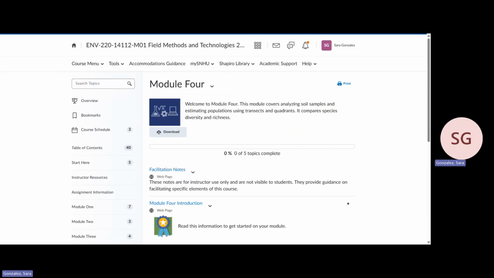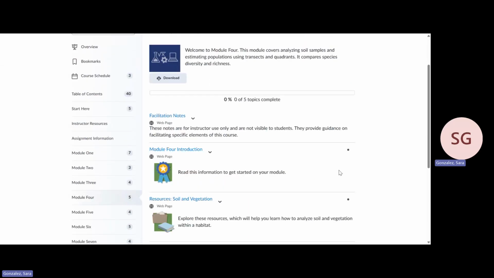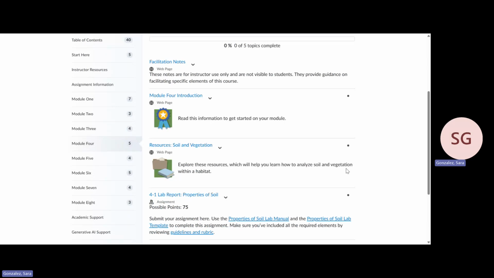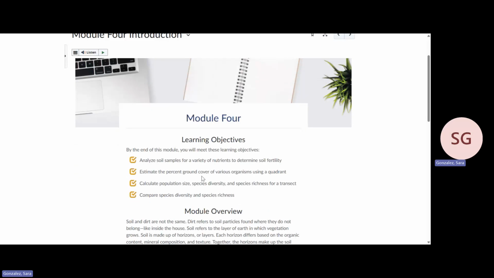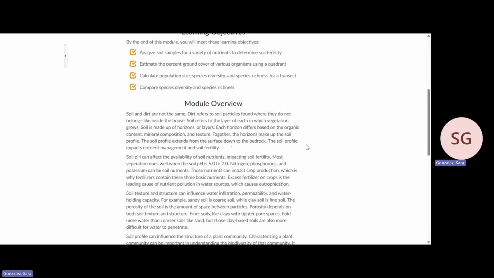So in this week, we'll take a look at how we analyze soil samples. What is the importance of that? Also looking at use of transects and quadrants. If you do seagrass sampling or any type of wildlife observation, those are important things that you will be doing. So again, for this module, we'll take a look at soil samples. Why that's important: looking at soil fertility, looking at ground cover percentages, calculating population size, species diversity, and comparing that information to calculate or hypothesize on species richness.